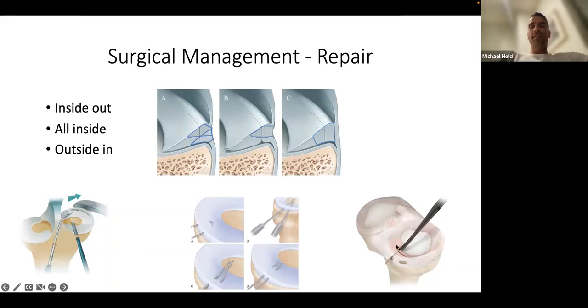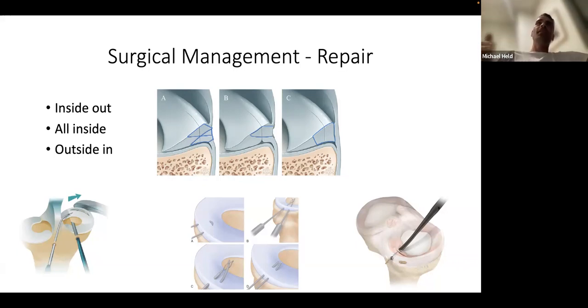If it's in the back, the posterior horn, the best way to do it is an all inside technique because it's fast. But you can also choose to do an inside out technique. You just have to protect the posterior neurovascular structures when you do it. But an outside in technique is difficult because it's difficult to come from the back of the knee and try to suture something.